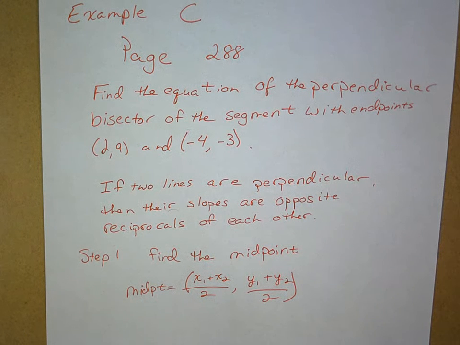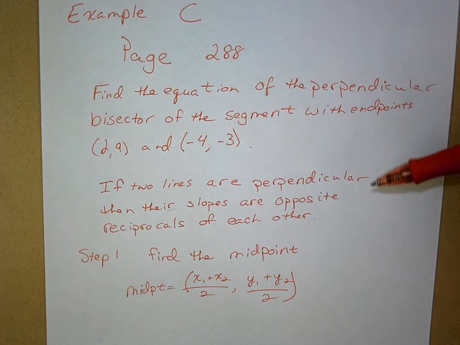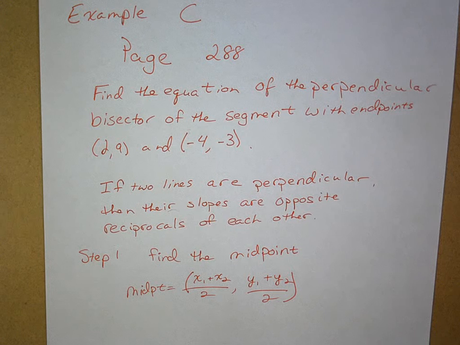Now, this is a multi-step problem. It's going to take a little while to do. We're going to take it step by step. It's going to be a little slow at first, but once you do another problem with it, it'll be nice and quick. Okay? First of all, if we know that two lines are perpendicular, then the slopes are opposite reciprocals of each other. Remember what an opposite reciprocal is? You flip the fraction and make it negative. Okay? Change the sign, whatever.